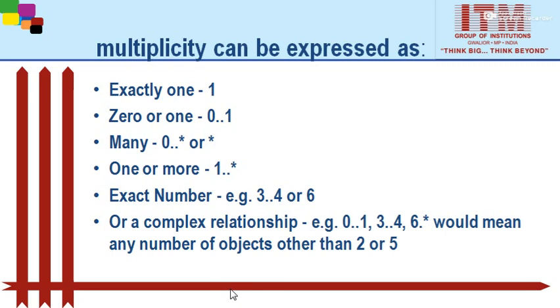Multiplicity you can express like this. If it is exactly 1, you write 1. For 0 or 1, you can write like this. For many, you can write 0 to star or simply star. For 1 or more, you can write 1 to star. For an exact number like 3 to 4 or 6, or a complex relationship, it means any number of objects other than 2 or 5. Here you can see that 2 and 5 do not belong to this range.